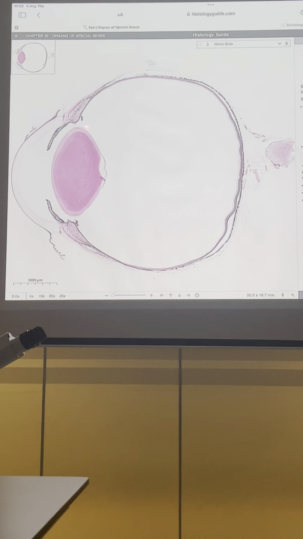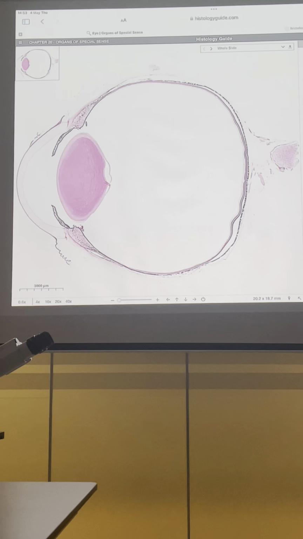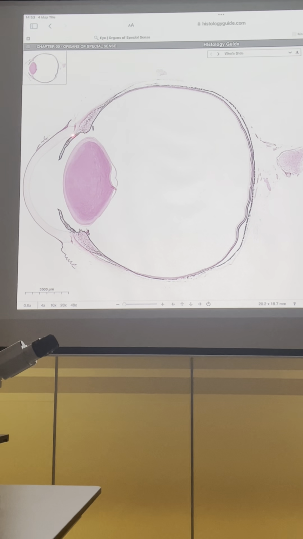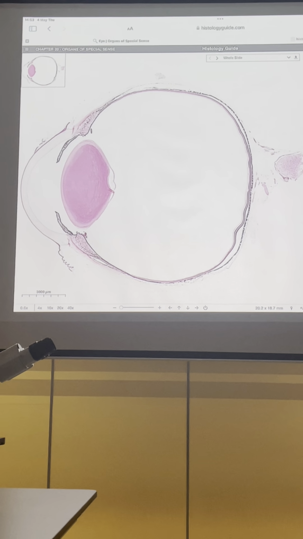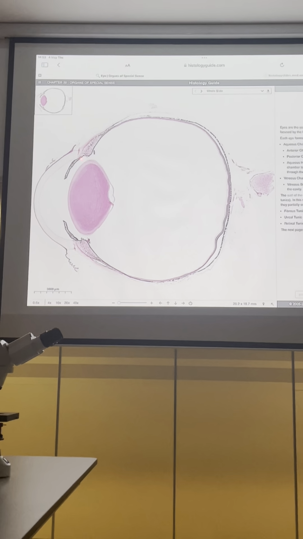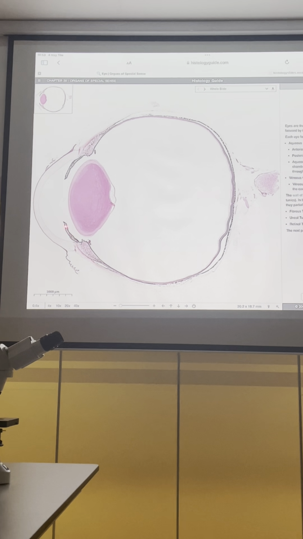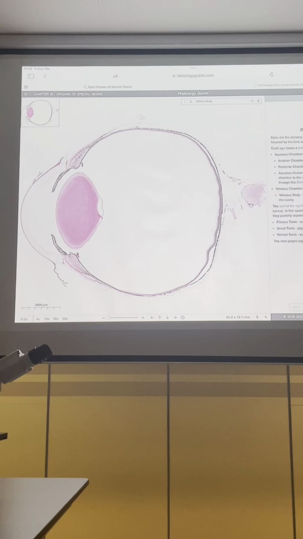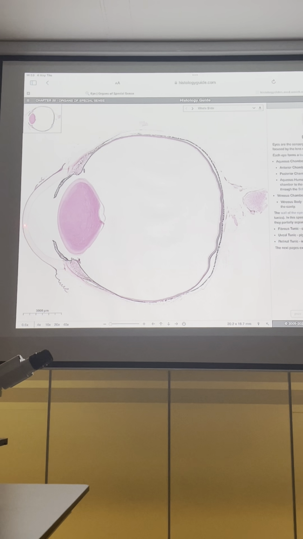In this part we have the, what is this? Lens. And in front of the lens we have this cavity, the anterior cavity, and here we have the posterior cavity. The anterior cavity is itself divided into the posterior chamber and anterior chamber by this iris. And on the front side of the eye, we have the cornea.